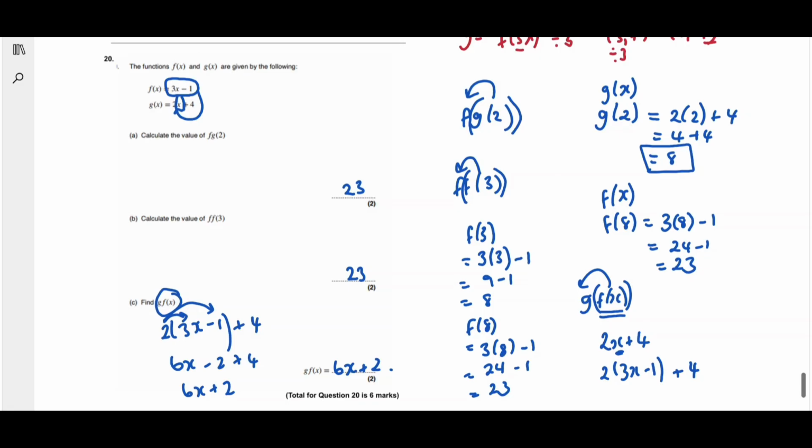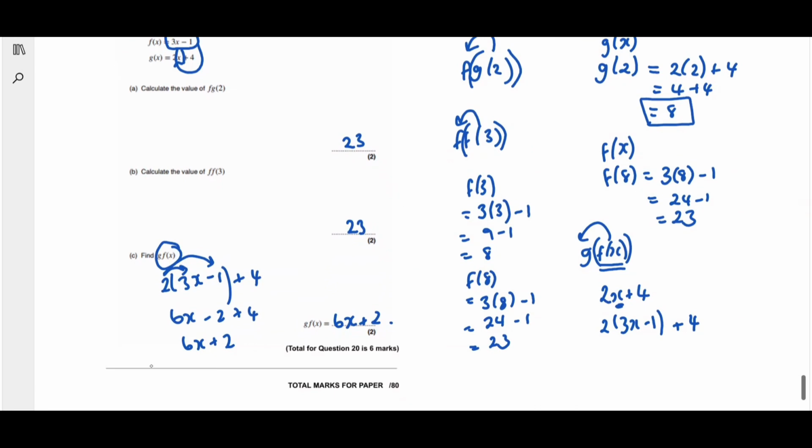They can get quite complicated with algebra. You can sometimes end up with quadratics that you have to equal to 0 and factorise to solve. They might equal them to each other, but that is just a basic example of how composite functions work. And that is the end of the paper, because that is question 20.